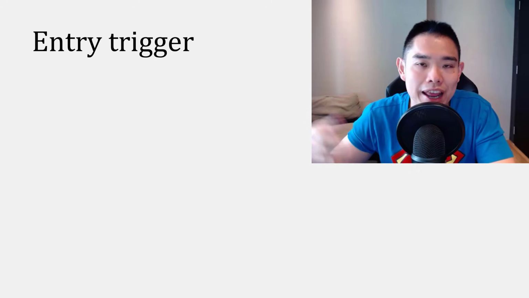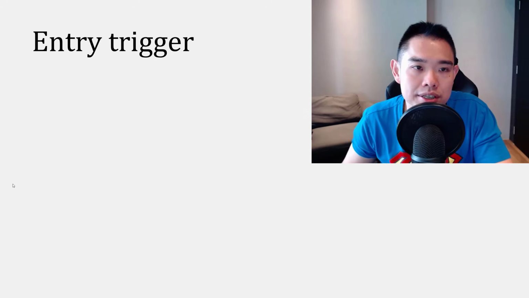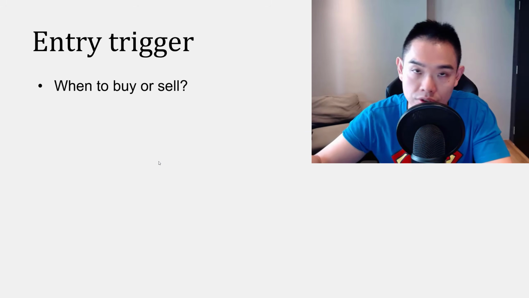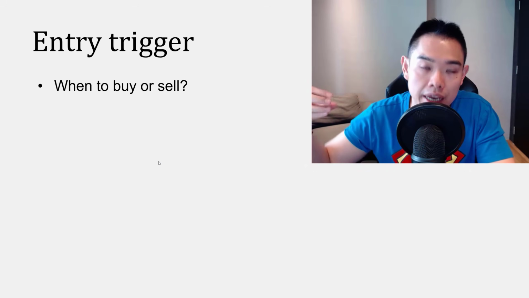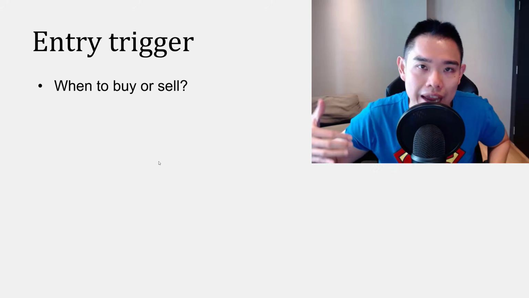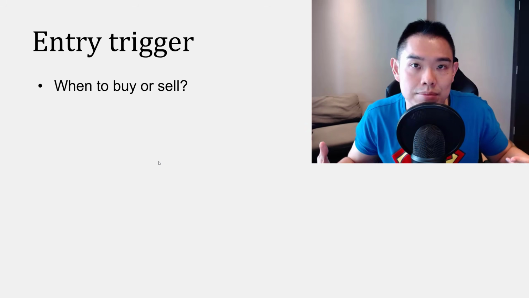So next one, entry trigger. For this segment, this is where you look to answer the question, when exactly do you buy or sell? Because as you have learned, just because the market is at an area of value like support doesn't mean that you immediately want to hit the buy button, because you're still looking for an entry trigger to tell you, now is the time to enter the trade.